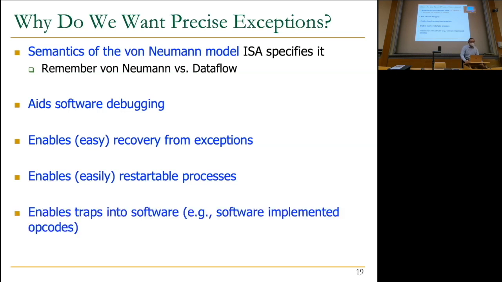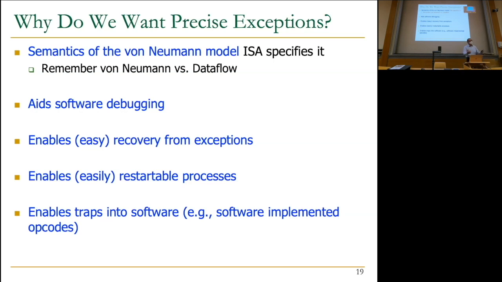It enables traps into software. This is very interesting also. For example, your machine may have some unimplemented opcodes, but they may be implemented by the programmer, or some binary translator. We discussed binary translation. So you use an opcode in your program that is not implemented by the hardware. It could be a multiply instruction, let's say. Multiply is not implemented by the hardware, but you use an opcode that specifies a multiply.